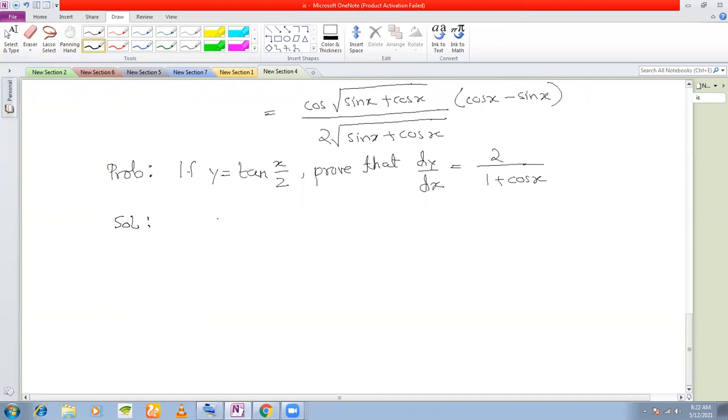So we start with y is equal to tan x by 2. Now, if you see in this problem, you have tan here, and dy dx is in terms of cos, right? So you can change tan to sin x by 2 by cos x by 2 and then proceed. Or without even doing that, you can do. But let's do that, because we see that dy dx is in terms of 2 by 1 plus cos x.